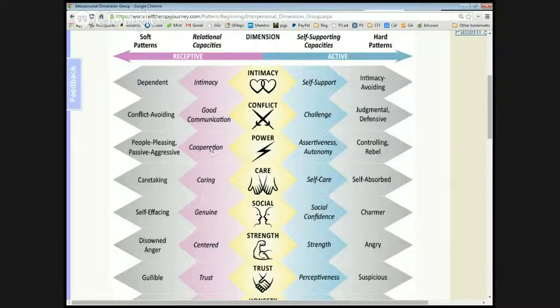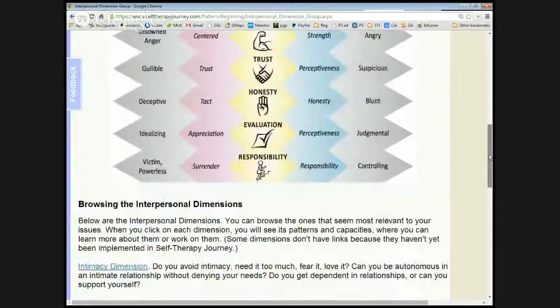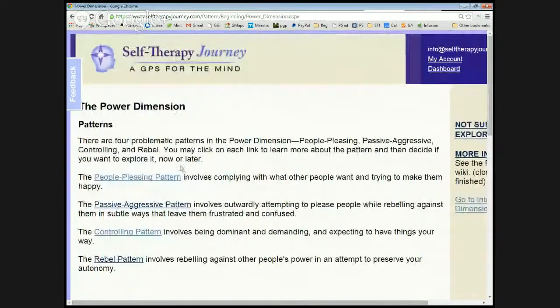And then there are healthy capacities. There's cooperation, assertiveness. Well, autonomy is not actually in yet. So there's cooperation and assertiveness. So that's one dimension. So what you can do is you can look through the chart, and then you can also browse the dimensions. So you could click on the power dimension, and here are links to these 4 patterns.